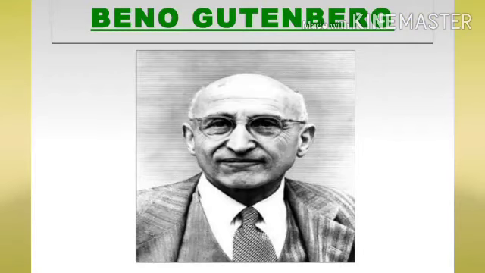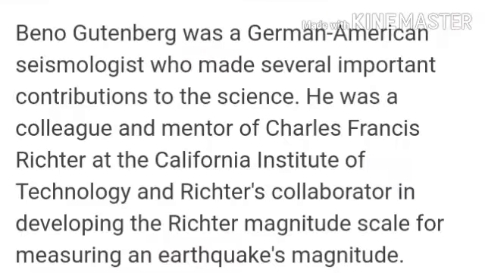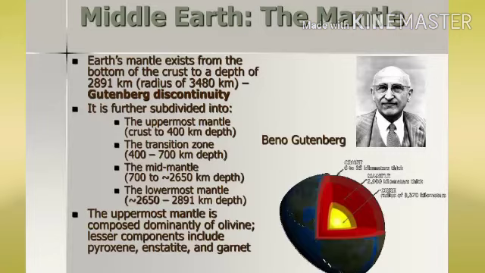The second famous theory is of Beno Gutenberg. Beno Gutenberg explained the existence of the shadow zone of earthquakes. Beno Gutenberg was a German-American seismologist who made several important contributions to the science. He was a colleague and mentor of Charles Francis Richter at the California Institute of Technology, and Richter's collaborator in developing the Richter magnitude scale for measuring an earthquake's magnitude.